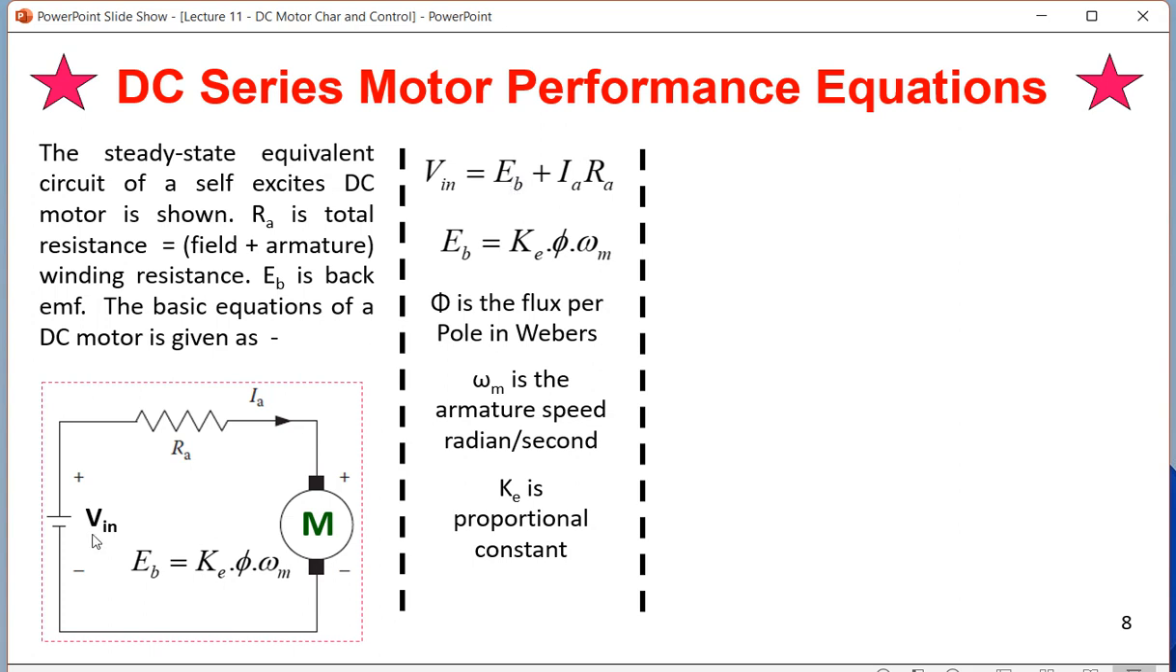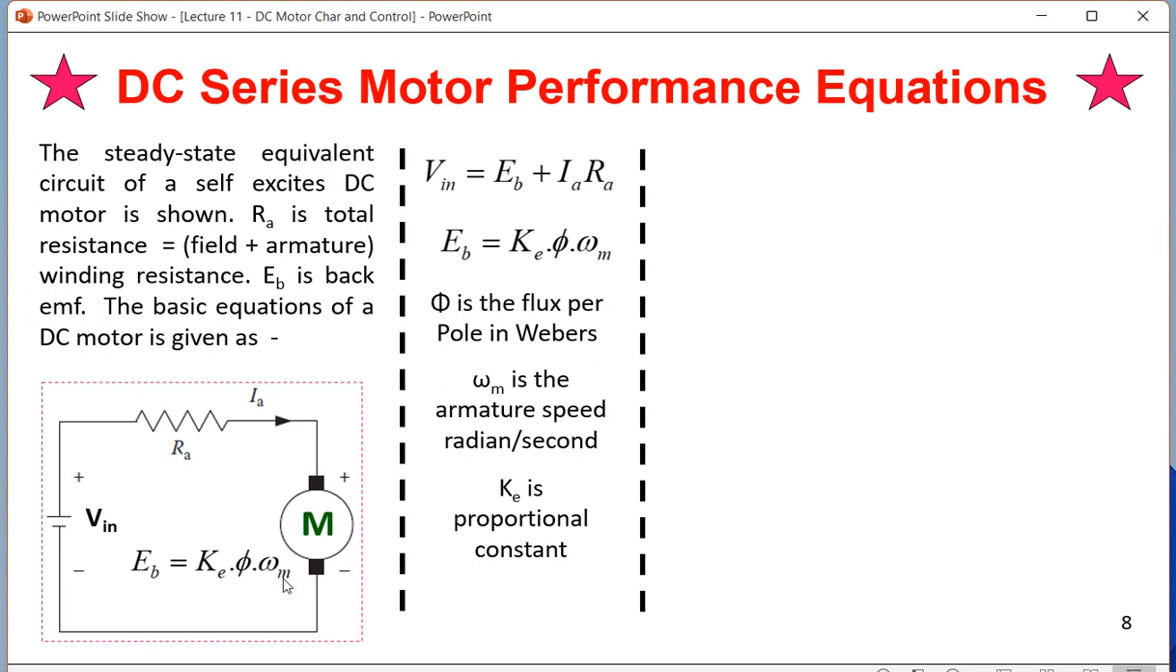So whatever supply voltage you are giving, some part is lost in the armature copper, which is IARA, and some part produces the output. This output is produced with the back EMF, EB. And how is this EB produced? It is KE, a constant, times phi times omega m. Phi is the flux density, and omega m is the motor rotational speed. So the formula is EB equals KE phi into omega m.